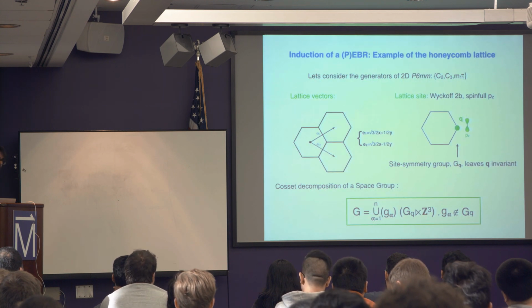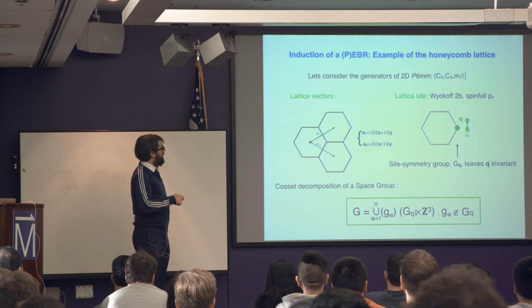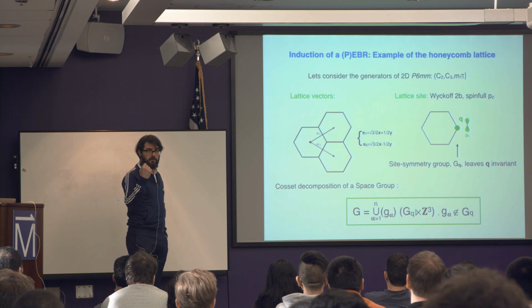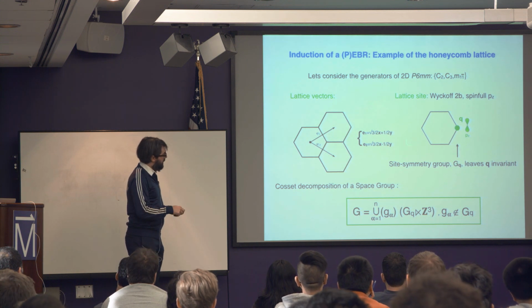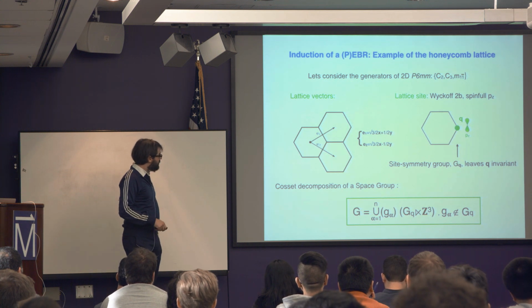So just skimming very fast through what Jen went through, building elementary band representations basically starts, since you're building atomic limits, from atomic orbitals on sites. And this is a honeycomb lattice, and I start with s and p orbitals.